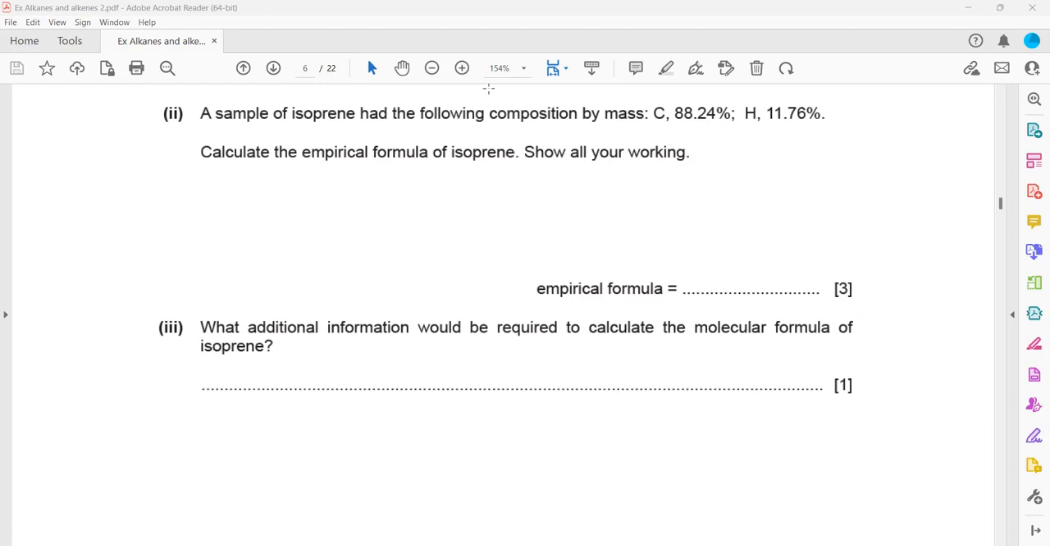Then we have a sample. We have to work out the empirical formula. For the empirical formula, divide percentages by atomic mass, then divide by the smallest value, and then round off to calculate the empirical formula.